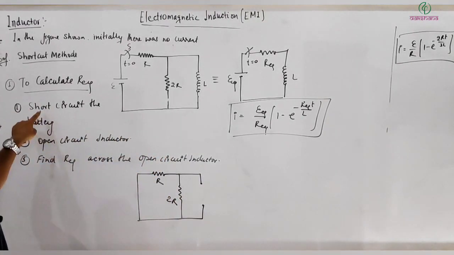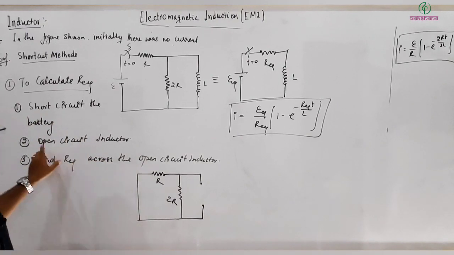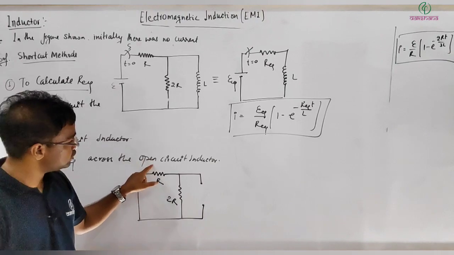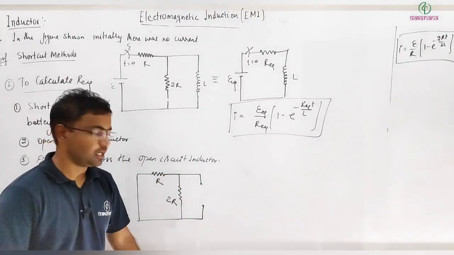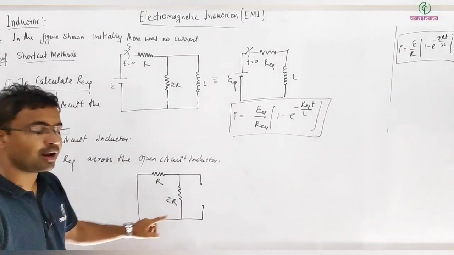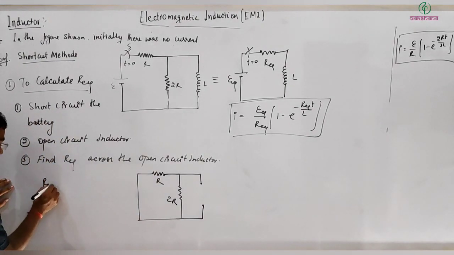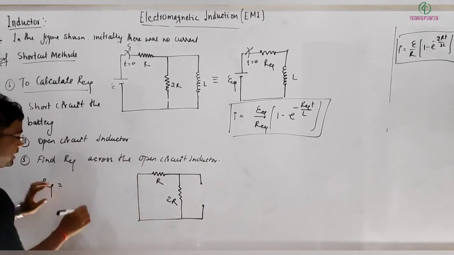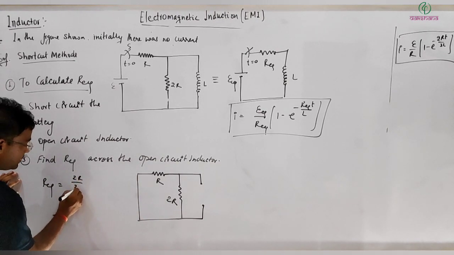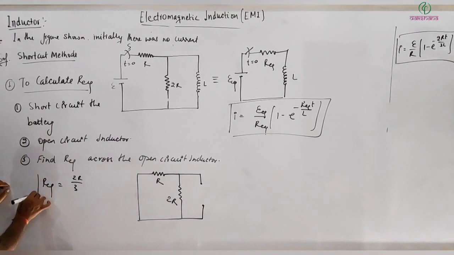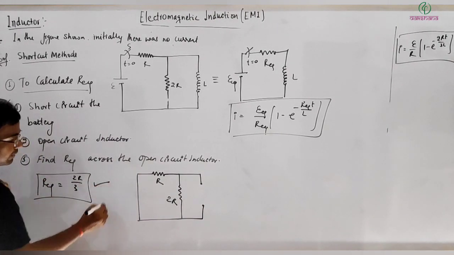So after short circuiting the battery, open circuit the inductor and find R equivalent across the open circuit inductor. Now R equivalent across this is what? R and 2R in parallel, so R equivalent is R1 into R2 divided by R1 plus R2, which comes out to be 2R by 3. So this is your R equivalent.